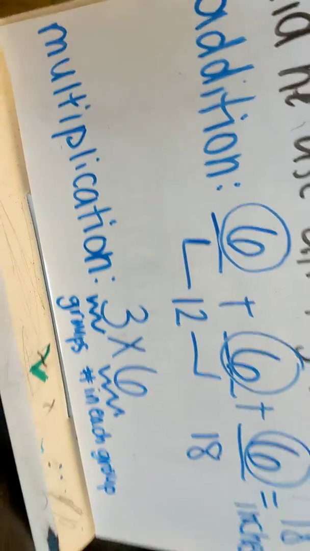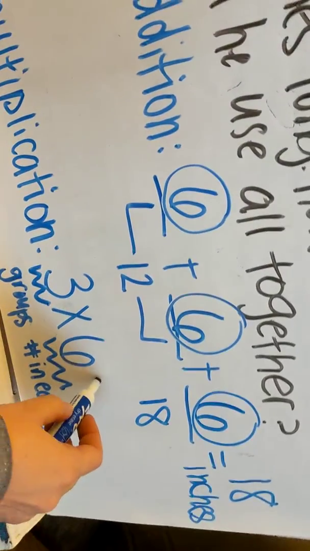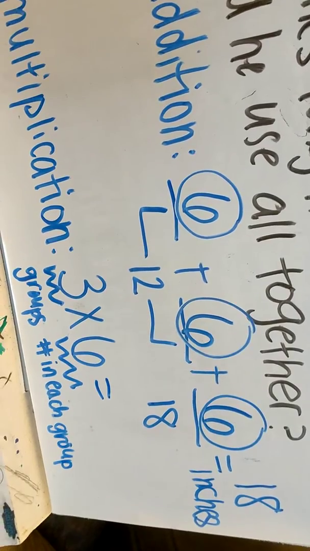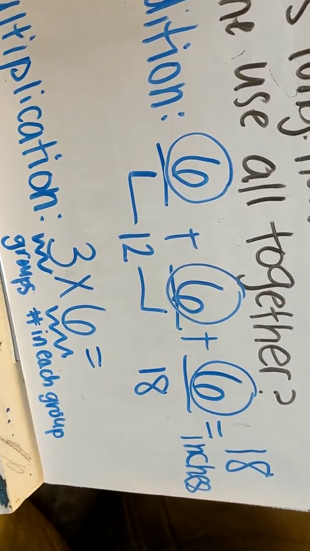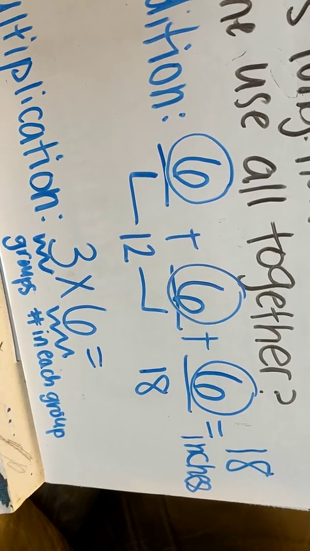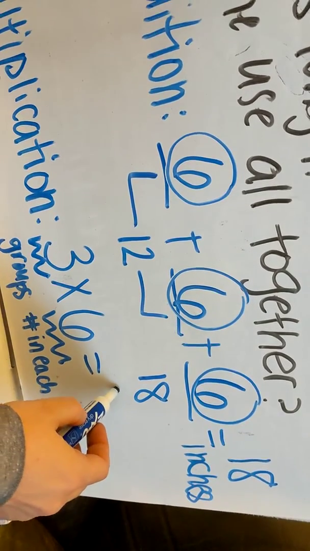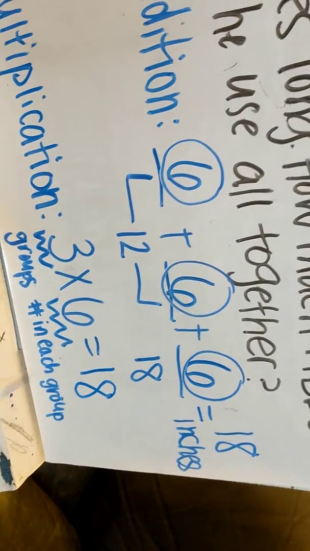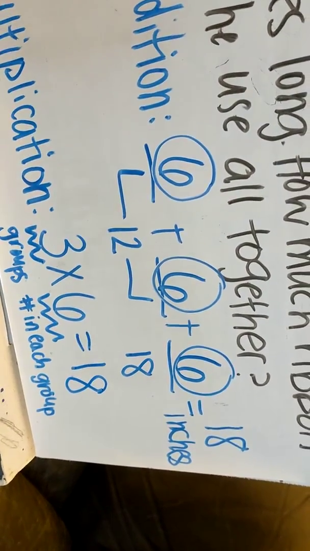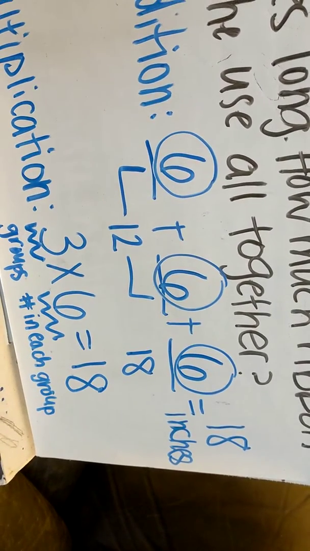And when I multiply, I'm going to get something called a product. Okay? So an answer to an addition problem is a sum, and an answer to a multiplication problem is a product. So 3 times 6 is actually 18. You can get the same thing with repeated addition or multiplication.